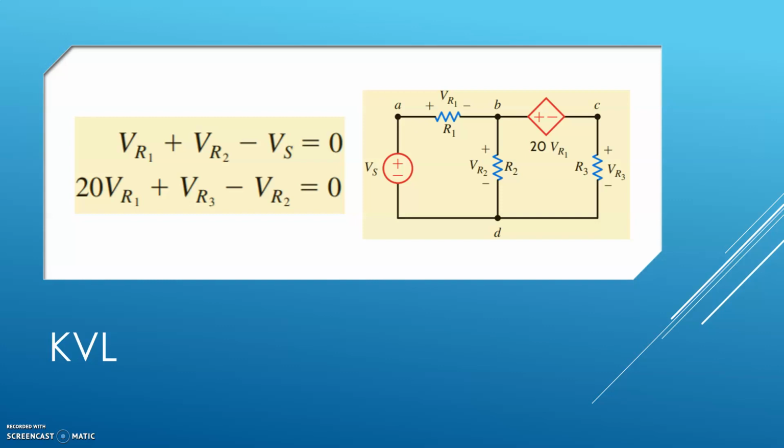direction of VR2. So you must remember that just because an element is positive or negative in one equation, the signs may flip for a different equation. So in this case, VR2 is negative, and we get the equation VR1 plus VR3 minus VR2 equals 0.